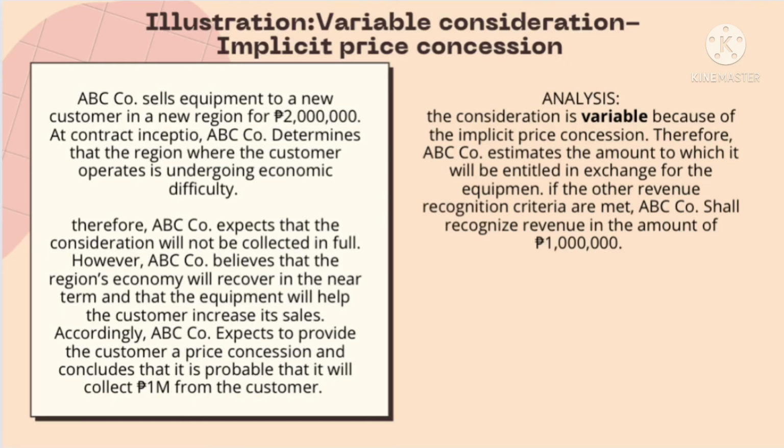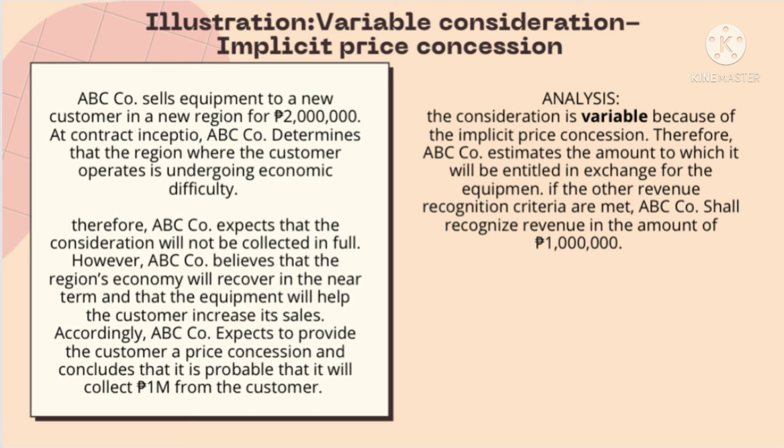Illustration for variable consideration with implicit price concession. ABC company sells equipment to a new customer in a new region for $2 million. At contract inception, ABC company determines that the region where the customer operates is undergoing economic difficulty. Therefore, ABC company expects that the consideration will not be collected in full. However, ABC company believes that the region's economy will recover in the near term and that the equipment will help the customer increase its sales. Accordingly, ABC company expects to provide the customer a price concession and concludes that it is probable that it will collect $1 million from the customer.